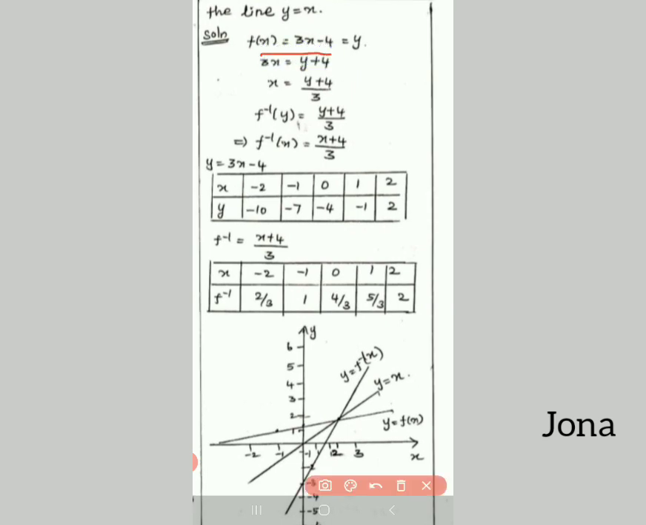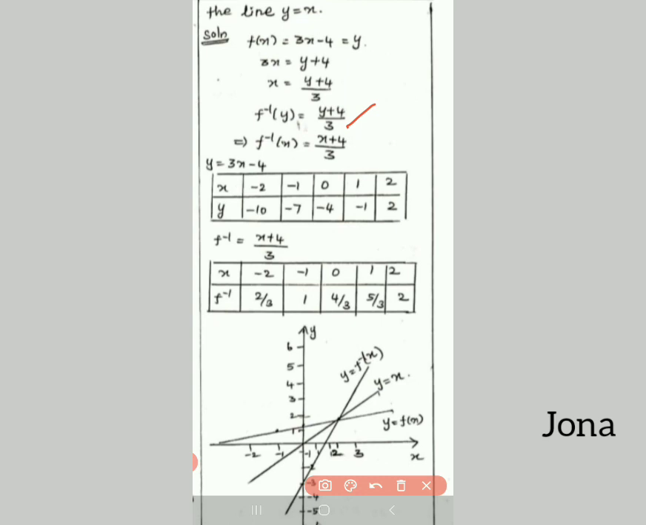So f of x equal to 3x minus 4 is there. That f of x is nothing but y. Okay, so we can write this as y. So 3x minus 4 equal to y. So 3x equal to y plus 4. x equal to (y plus 4)/3. So x is nothing but f inverse of y. So f inverse of y is (y plus 4)/3.